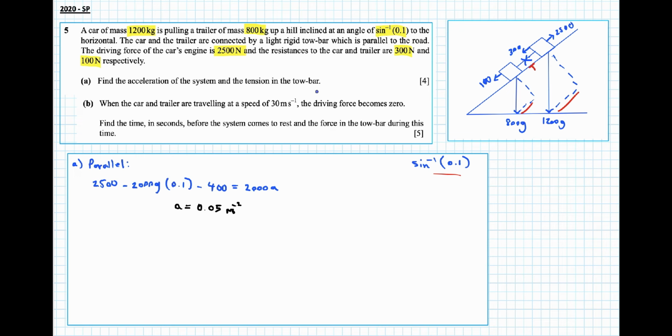I would usually tell students to do the individual components for the car and the tow bar at that point, as well as the whole system. But either way, we're going to do it now. So we're going to find the tension in the tow bar. You just have to pick whether you want to use the car or the trailer in this case. I'm going to do both, just to make it very clear.